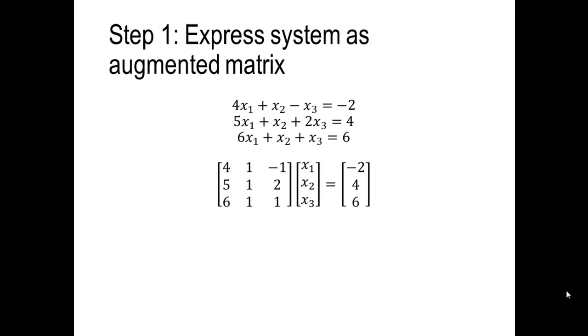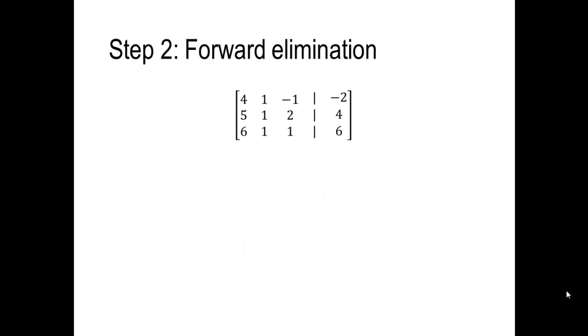We know that we can rewrite this system as a statement of matrix multiplication, where the coefficients times the variables equals the constants on the right. When we write our augmented matrix, we only include the coefficients and the constants, and usually draw a line to distinguish between the two. Now that we have our augmented matrix, it's time to start forward elimination.